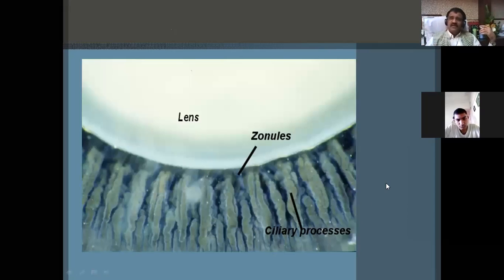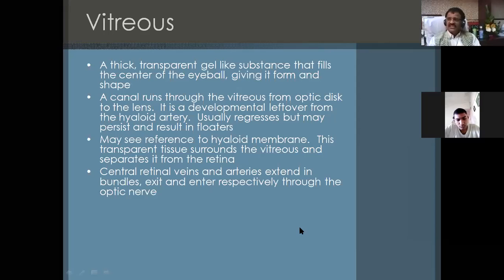Okay. Now, what is vitreous? Vitreous is also called the vitreous body. It is a thick, transparent gel. Though it is thick as compared to aqueous humor, still it is transparent because it has to pass the light to the retina, which is coming from the lens. So it is a gel-like substance that fills the center of the eyeball, giving it its form and shape. Your eyes are round because of mainly this.